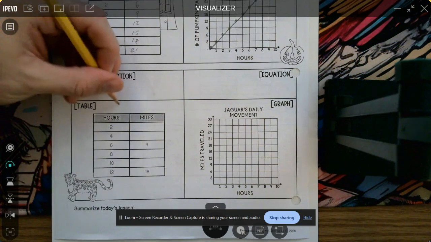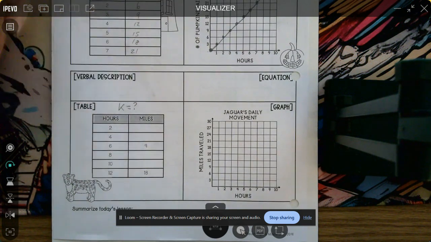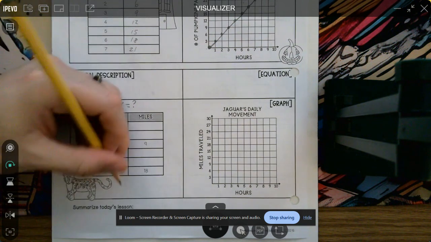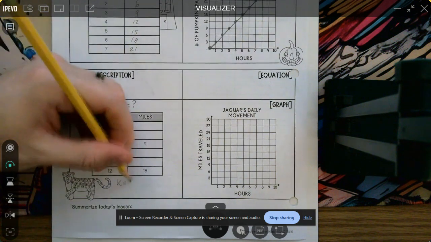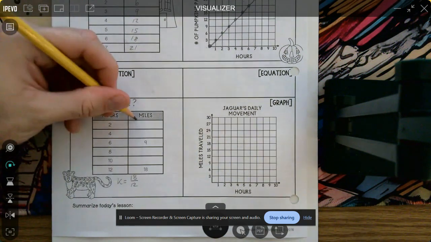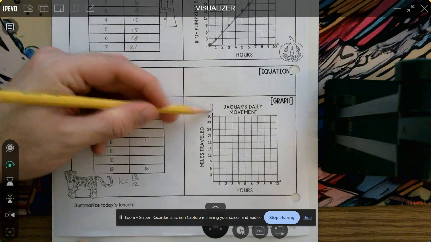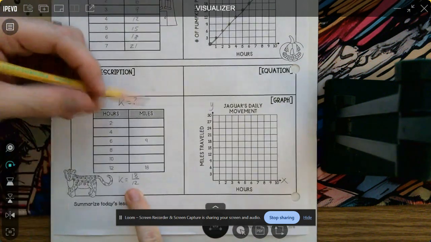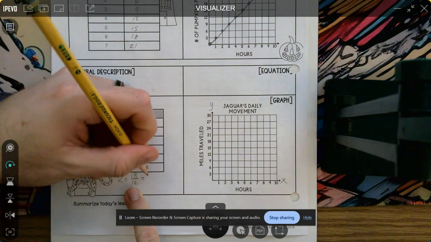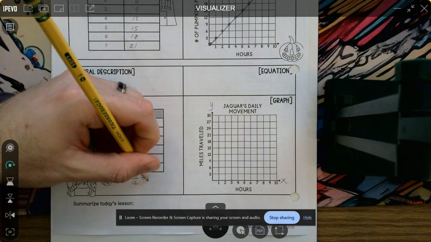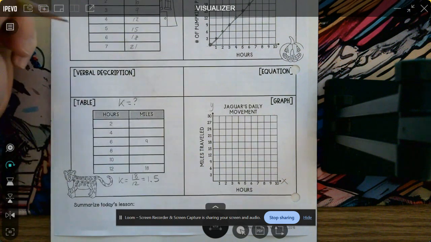We need to find our k value. What's our k value? You should think to divide y over x. So let's do 18 over 12. I knew miles was my y because look, y is over here, which is my miles traveled, and x is my hours. So 18 over 12, you get 1.5. So my k value is 1.5.